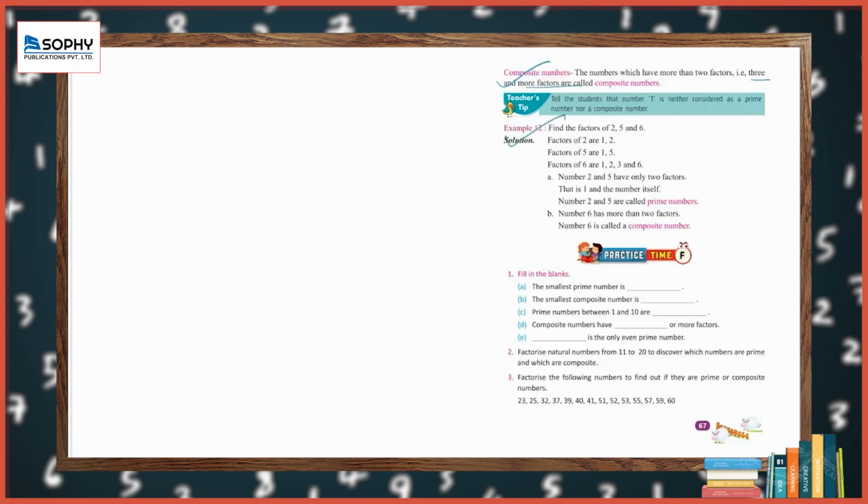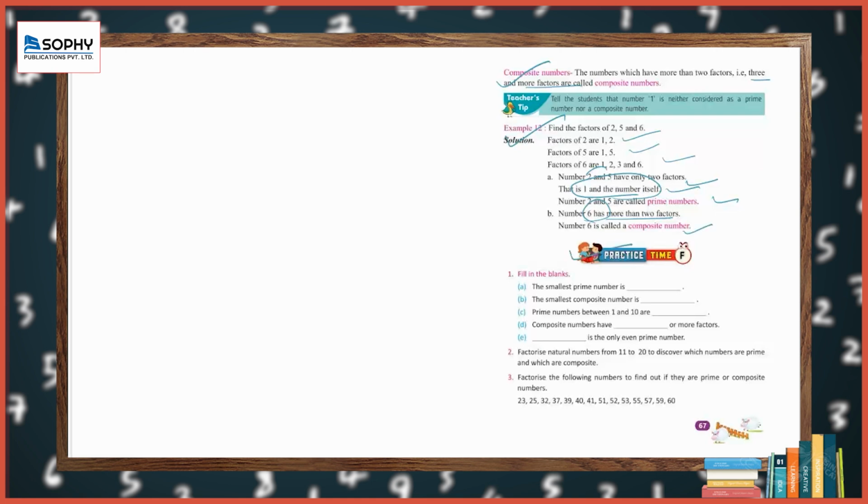Let's look at example number 12, students. We have to find the factors of 2, 5 and 6. Here are the factors of 2, 5 and 6. Now numbers 2 and 5 have only 2 factors, 1 and the number itself, so they are prime numbers. But number 6 has more than 2 factors, that means number 6 is a composite number.